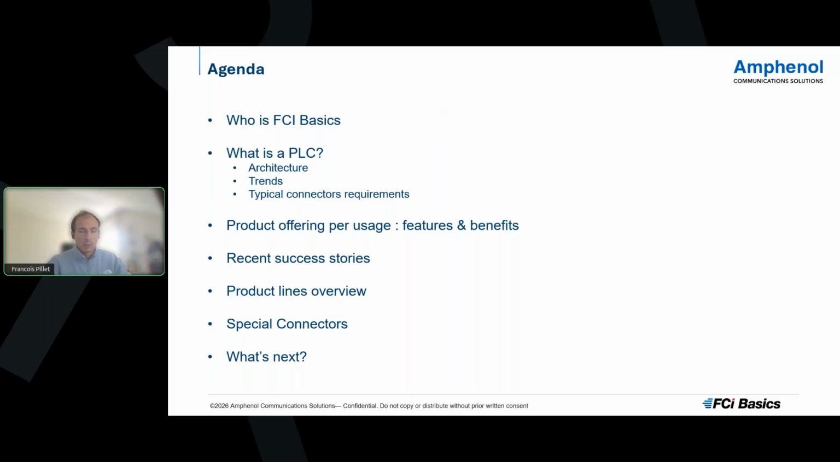The trends within the industry, that is to say, the recent developments that we have experienced in the past, and expected future requisites, and last, the impact of these trends on the typical connector requirements and on how they reflect on the product offering. In a third part, we'll see together how Amphenol Basics existing and upcoming products fit into each usage of PLC in terms of design, features, and benefits. The next session will highlight some short success stories that illustrate what kind of support we are able to bring to you in light of recent successful PLC projects.